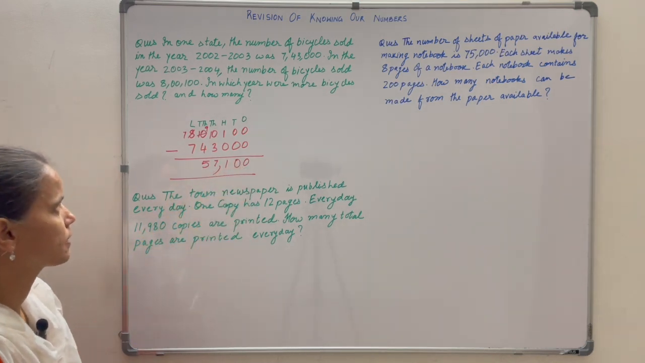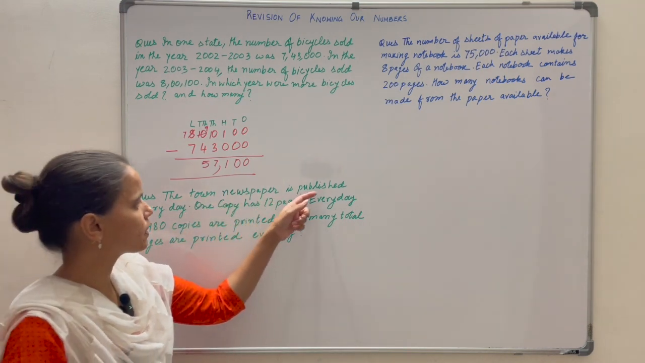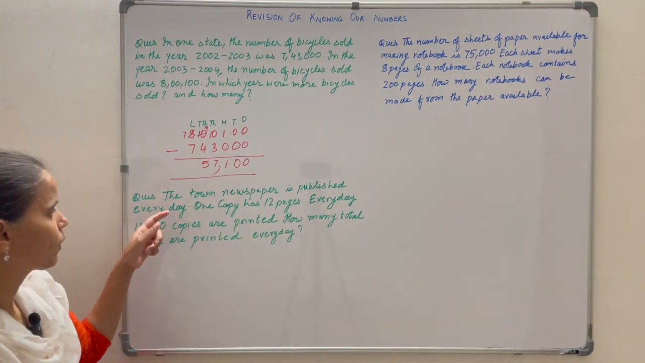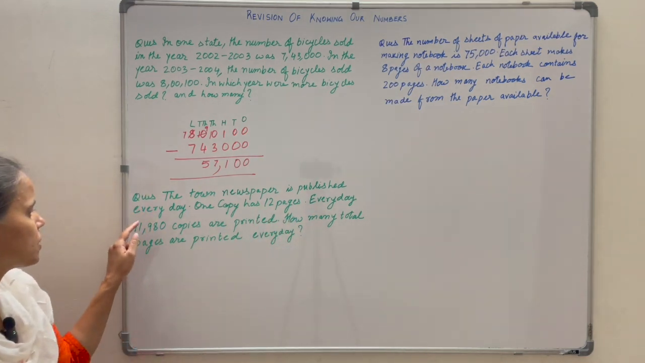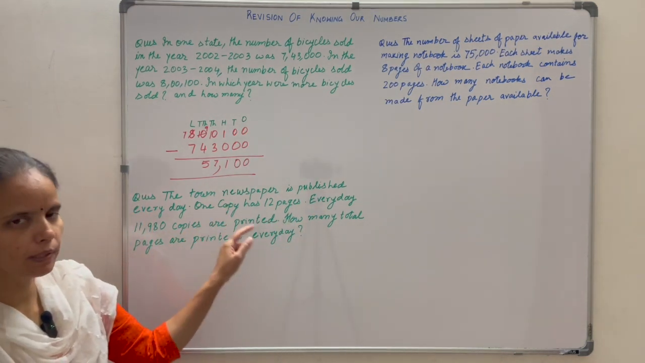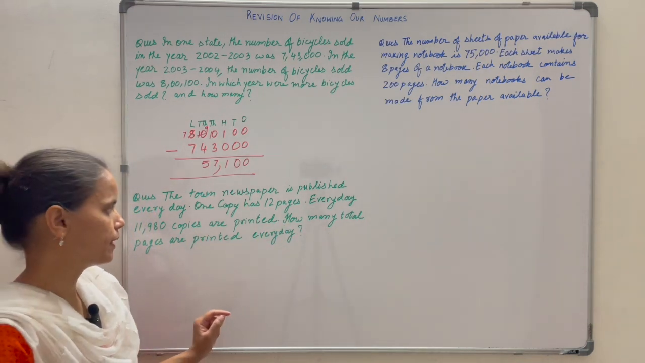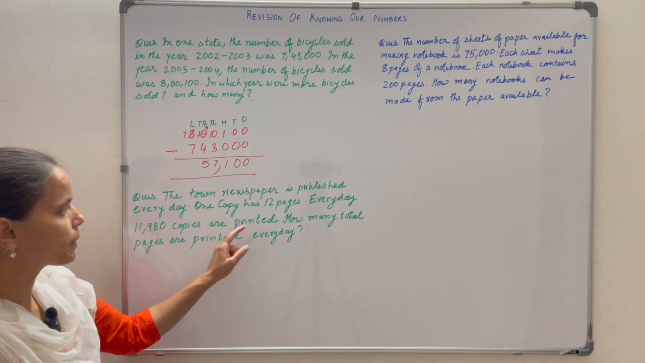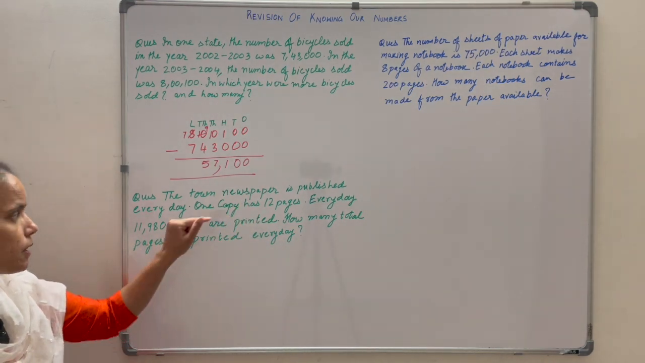57,100 bicycles. Next question. The town newspaper is published every day. One copy has 12 pages. Every day 11,980 copies are printed. How many total pages are printed every day? So one copy has 12 pages. So these many copies will have how many pages?